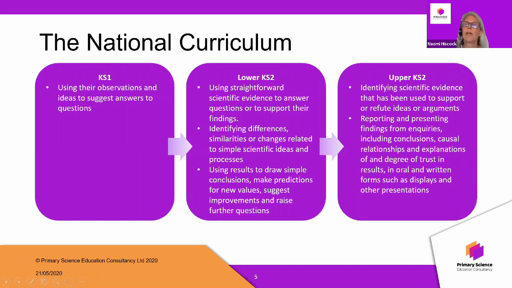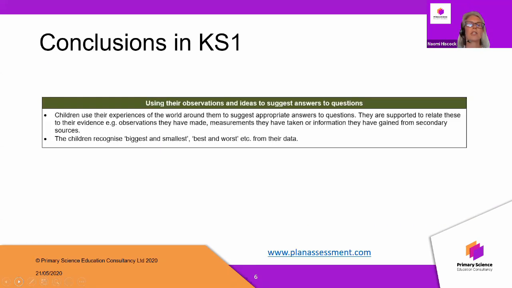And then when you look at Year 5 and Year 6, the statement is a little bit more specific: identifying scientific evidence that has been used to support or refute arguments. And then particularly this second statement: presenting conclusions, including causal relationships and explanations of degree and trust. So it's much more about this explaining that we would be expecting. So let's move on and think about the progression of these things.